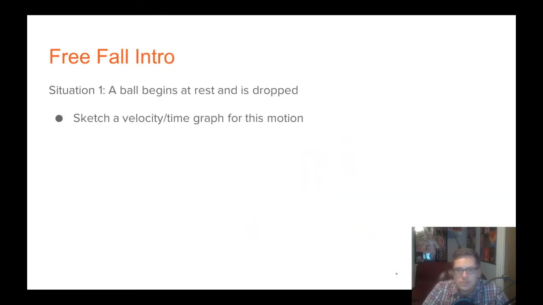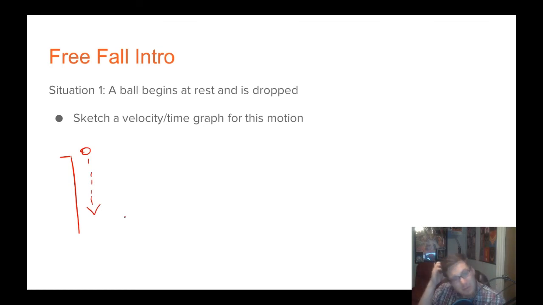Cool. So free fall. All right, so we've got free fall. We've got a ball, and it begins at rest, and we drop it. So we've got some ball here, sitting on a ledge or whatever, and we kick it off, or we drop it, and it goes down this way, okay?